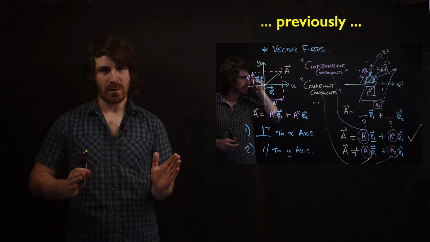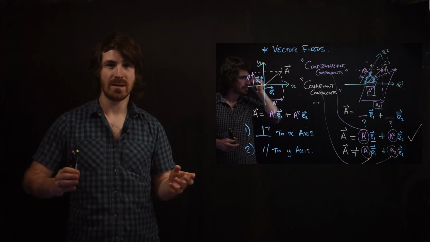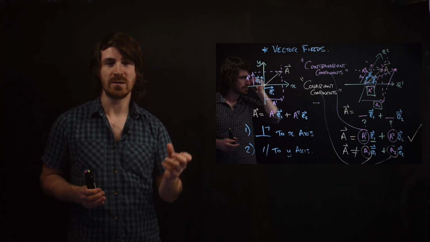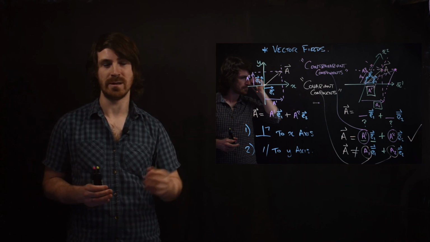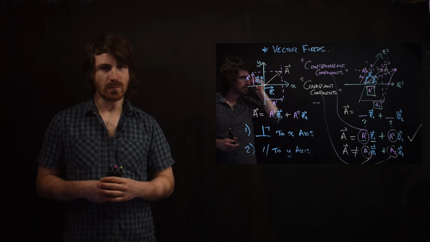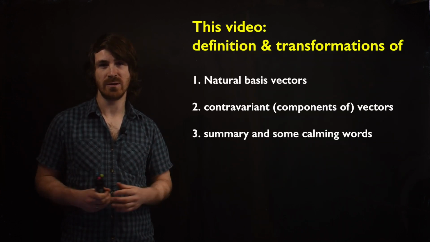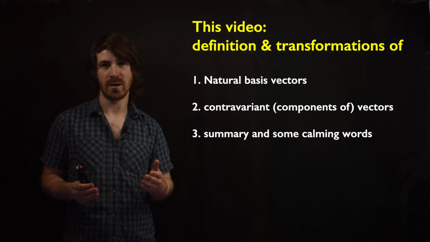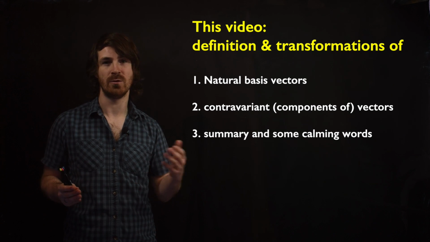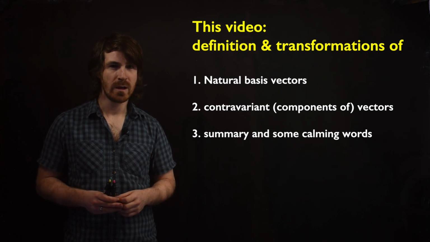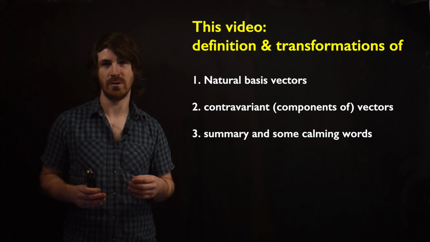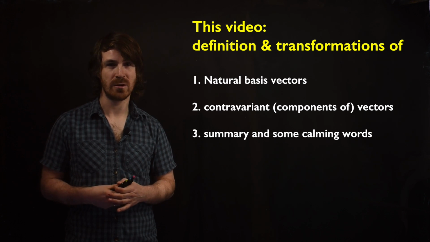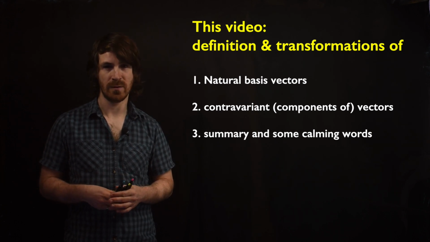But what we've taken for granted so far is that there are basis vectors, which we called E1 and E2. So in this lecture we'll consider basis vectors in more detail. We'll talk about how basis vectors can transform between different coordinate systems, and we'll also look at the corresponding description of the components of the vectors.